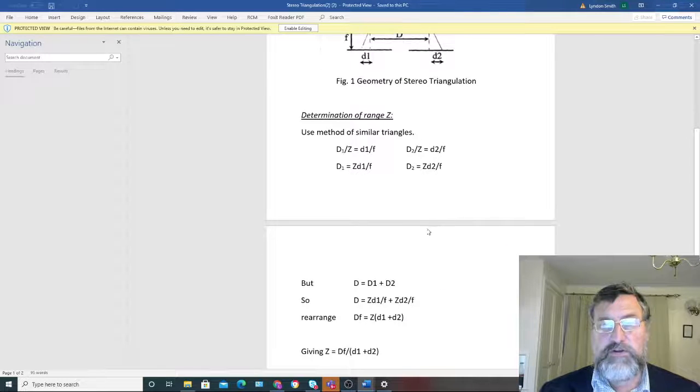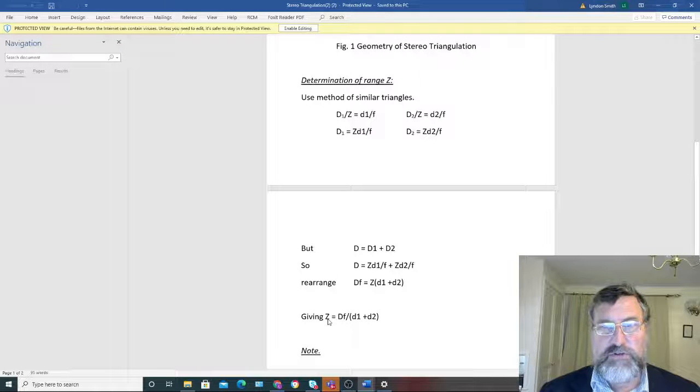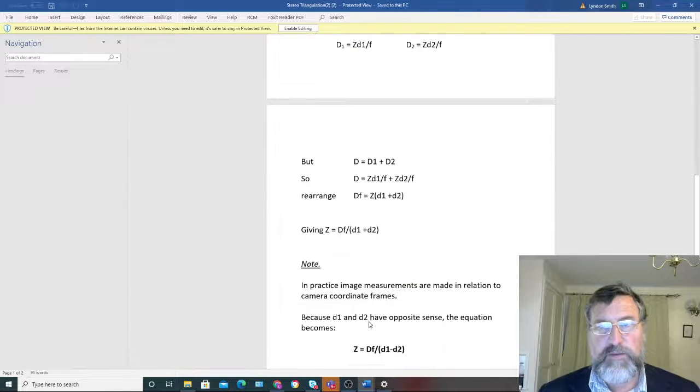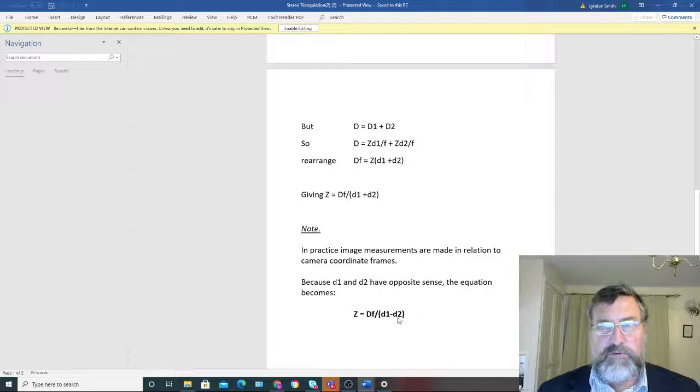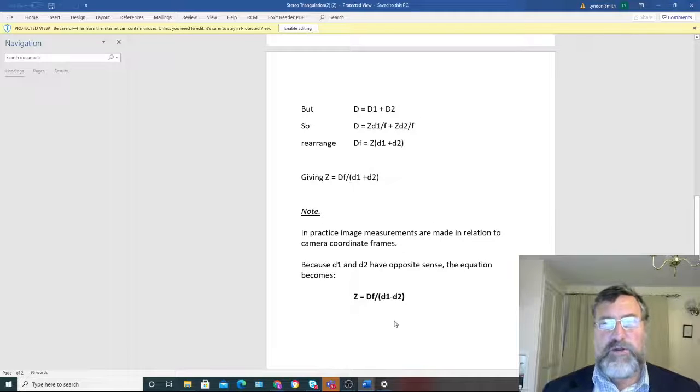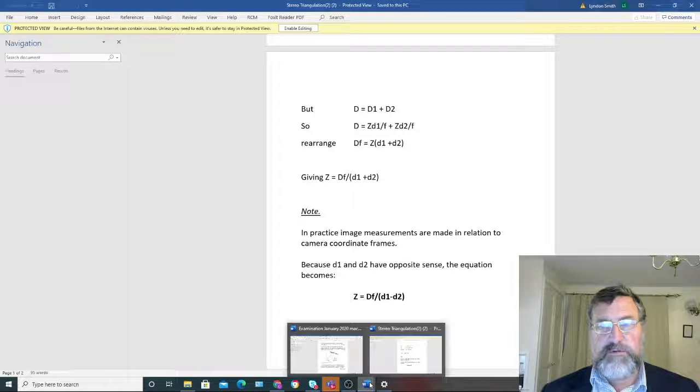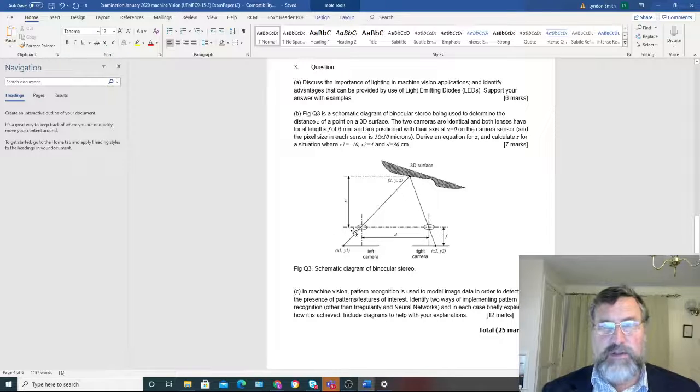With a little bit of geometry, we come up with this equation: range in terms of these other parameters, disparity plus disparity. In practice, the measurements are in relation to the coordinate frame, so we get this here. We have the focal length, the distance between the cameras, the position of the feature of interest in the first image, and the position in the second image. All you really need to do then is substitute the values that we got here into that equation.